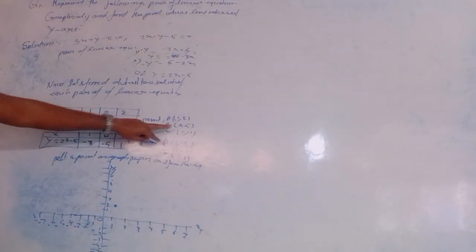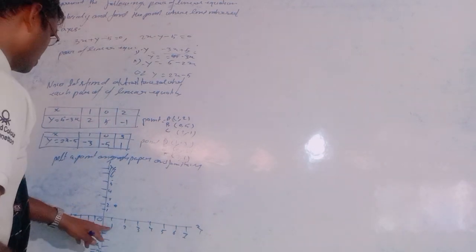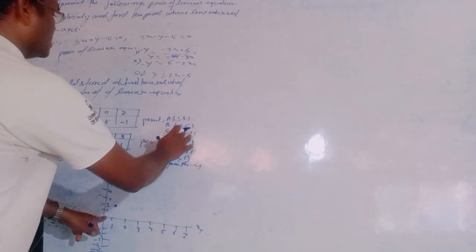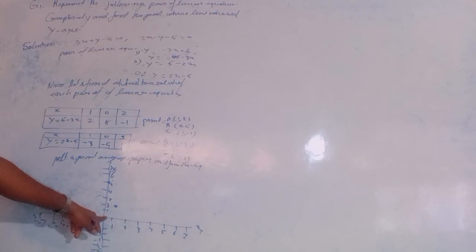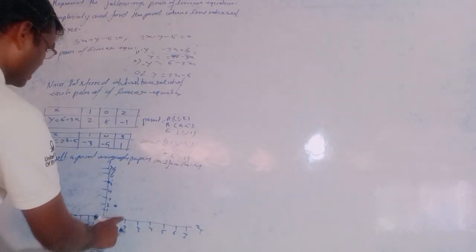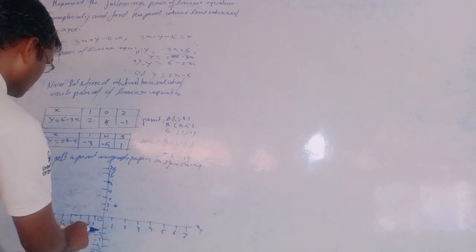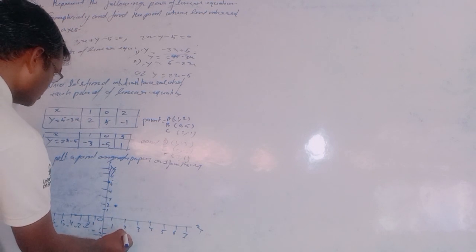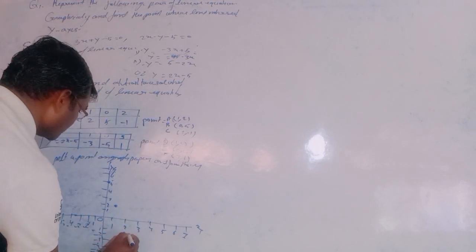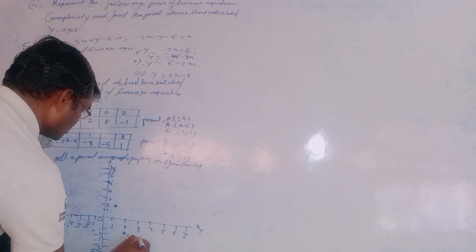Okay, second, B is equal to (0, 5), so x is 0 and y is 5. The second value is here. And D is equal to (2, -1). So take here (0, 5) and (2, -1). Here is (2, -1), minus 1 is here. So it becomes, go here, and this point became (2, -1).